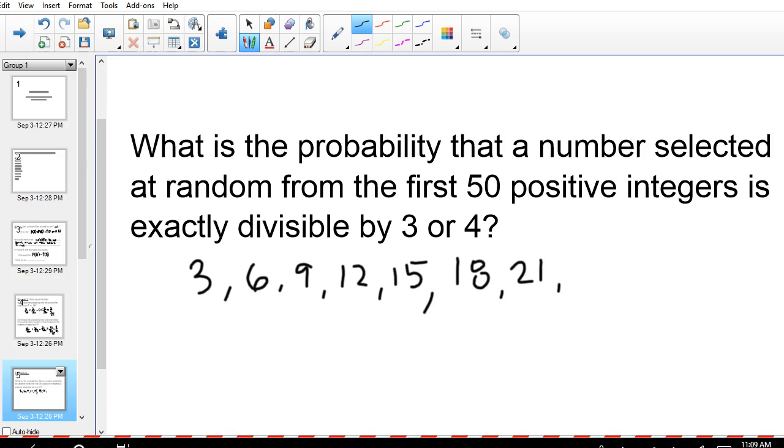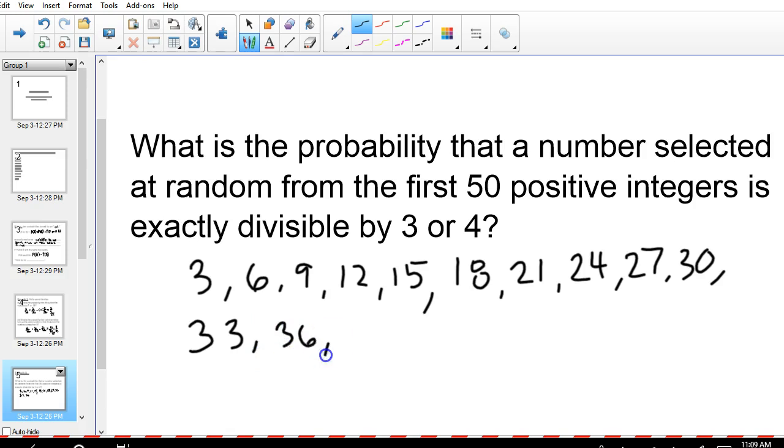Okay, so 1 through 50, if we're thinking numbers divisible by 3, we've got 3, 6, 9, 12, 15, 18, 21, 24, 27, 30, 33, 36, 39, 42, 45, 48, and then 51 goes above 50, so we wouldn't include that. So that's everything divisible by 3.